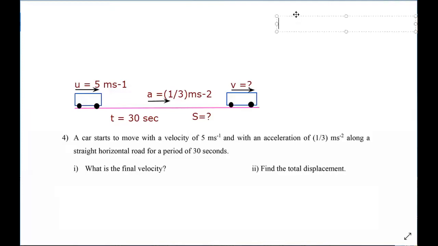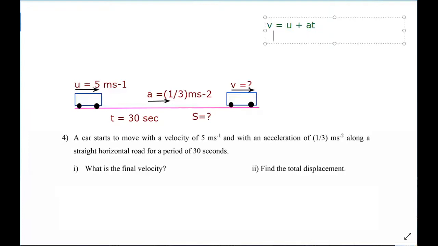Right, somebody unmute the mic and tell me the best equation that can be used to find the final velocity. What is the best equation? V equals U plus at. Very good. We can use V equals U plus at.